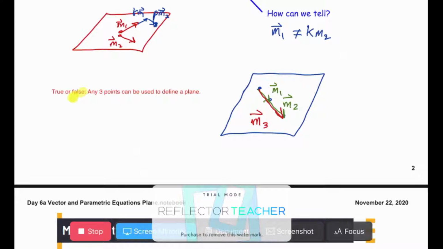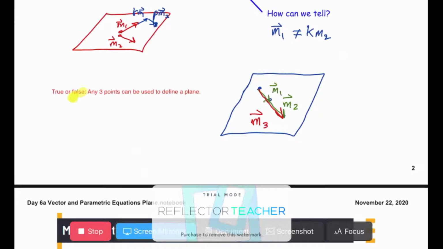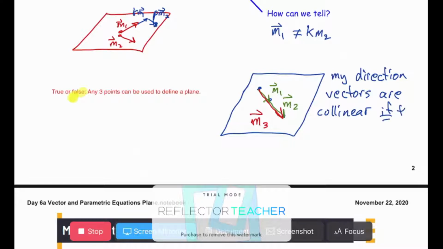We have a problem here. Do you know what it is? The problem is that all these direction vectors are collinear. So let's make a little note of that. My direction vectors are collinear, which we just said is not allowed. They cannot be used to define our plane if the 3 points are collinear. So if they're all in a straight line, that's a problem.